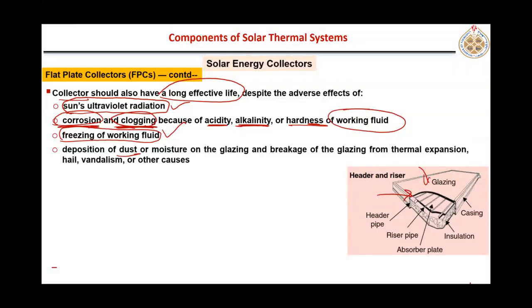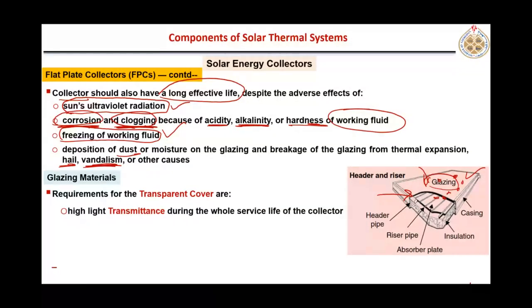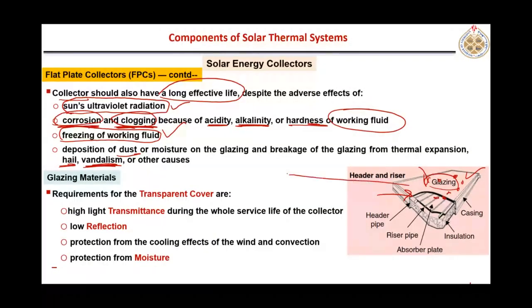Any type of dust or moisture which will be produced here, right, on that glazing, that should be avoided. Otherwise it will degrade the performance of that solar collector, right? Because of, and this glazing should be strong enough to bear rain or hail or these storms, something or other reasons, right? Similarly, glazing materials, that transparent cover which we are using, it should have high transmittance, low reflection, clear.